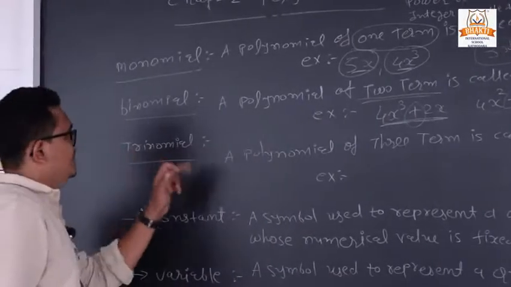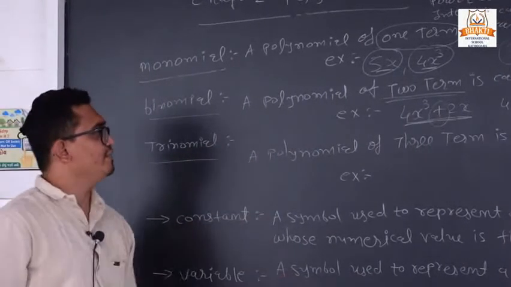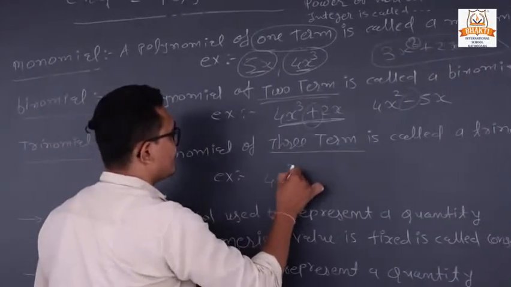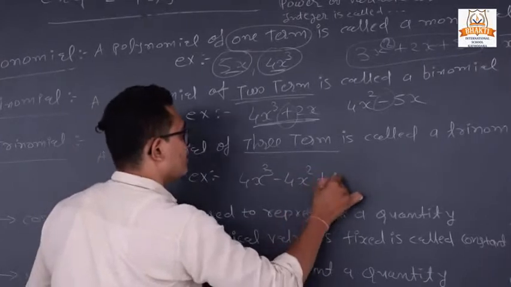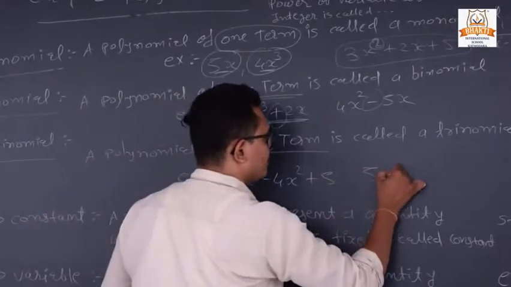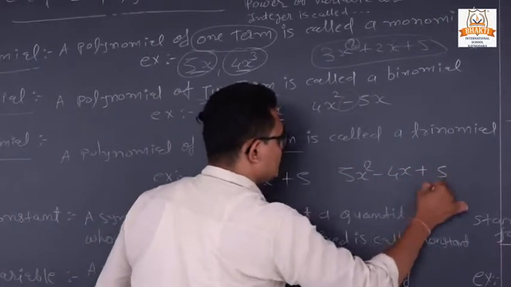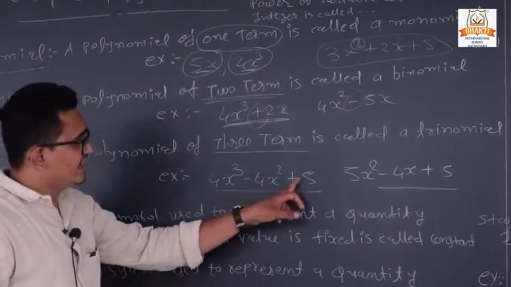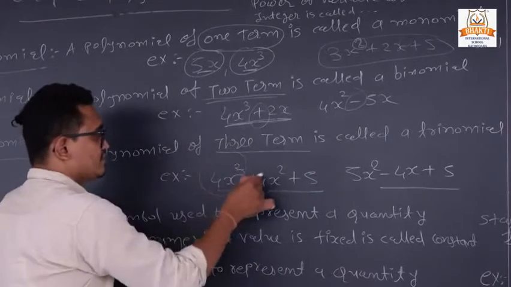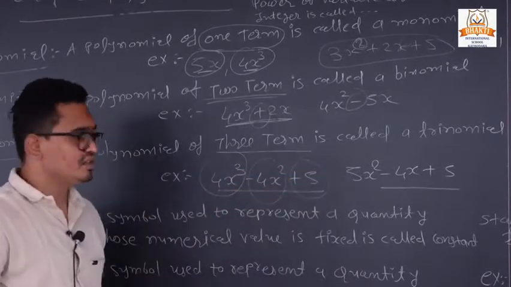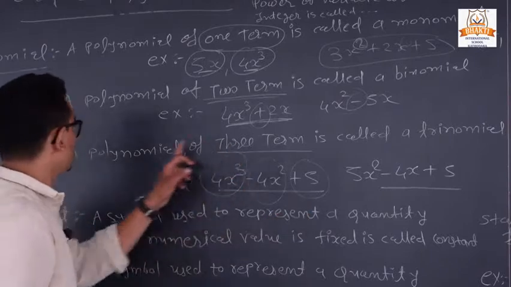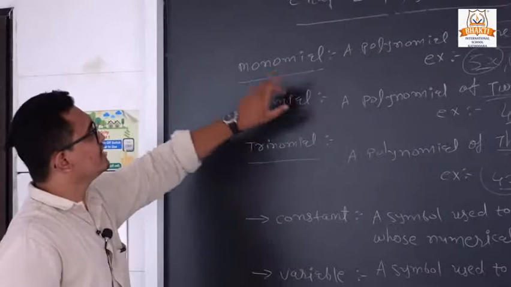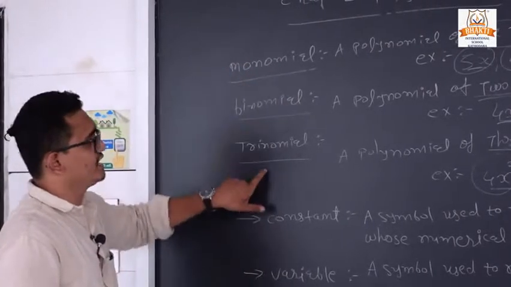Next, the trinomial. In a trinomial, what happens? It has three terms. So we can take the examples. See these two examples, from which you can get the idea. Here we have three terms, 1, 2 and 3. So if we have three terms, then it is called a trinomial.